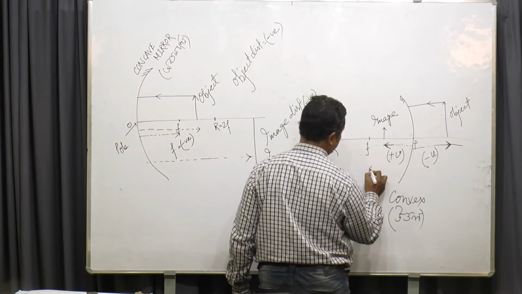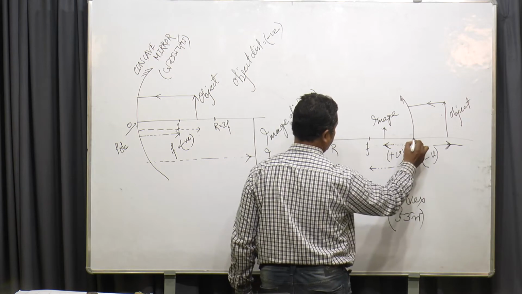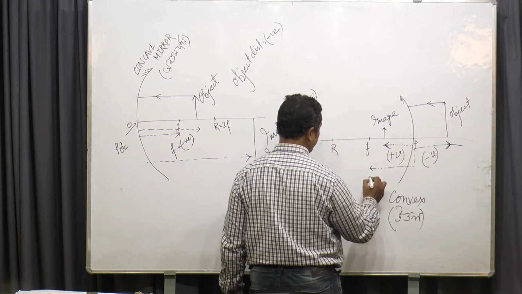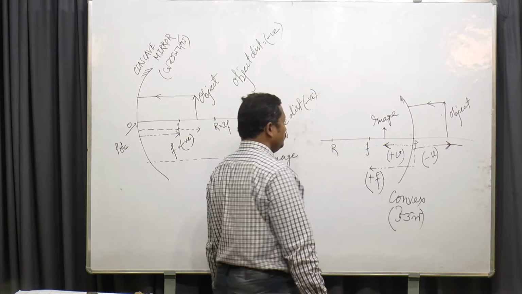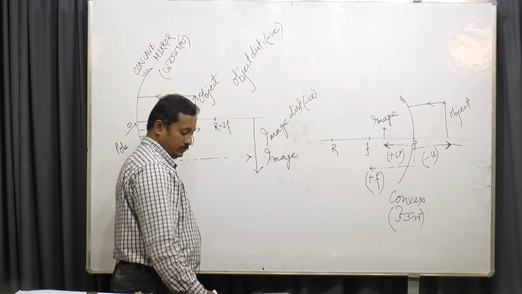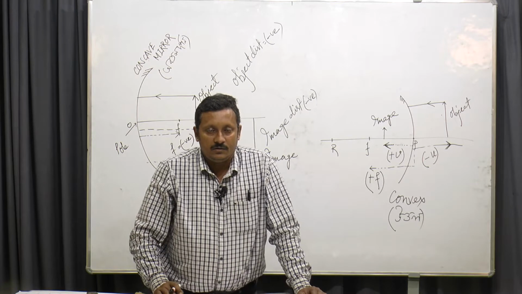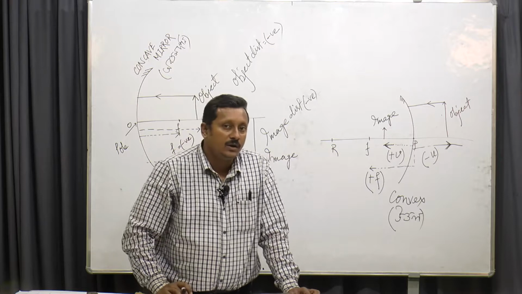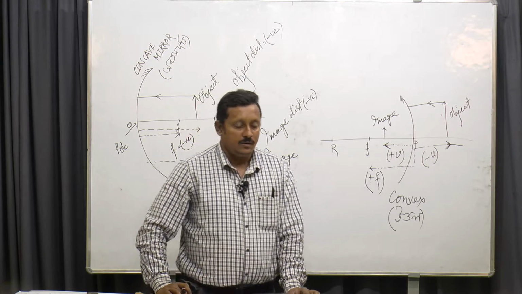Similarly the focus, the pole is here, so this is the focus, so that will also be plus f. So this is the basic of sign convention. You should maintain it while doing the numericals, otherwise numerical results will not match the actual answer.